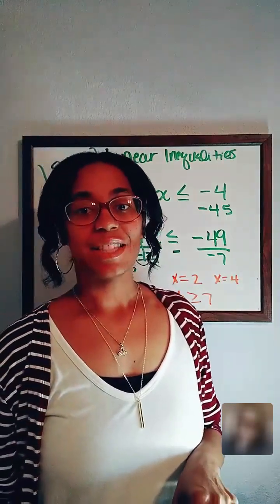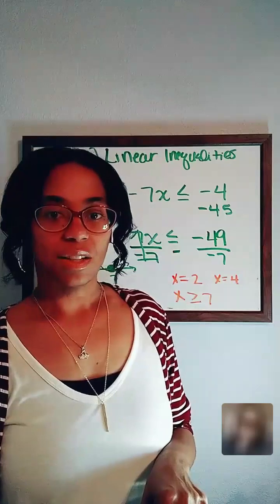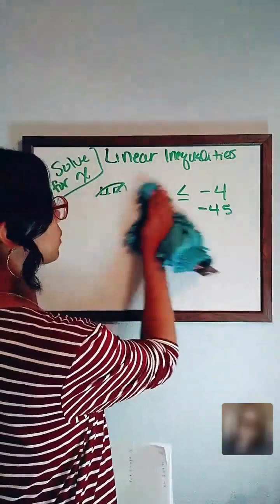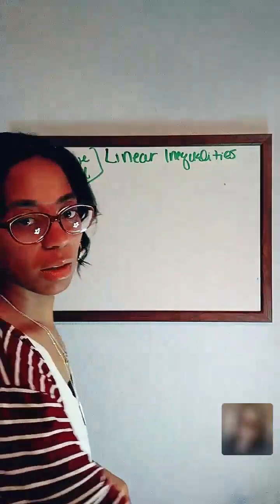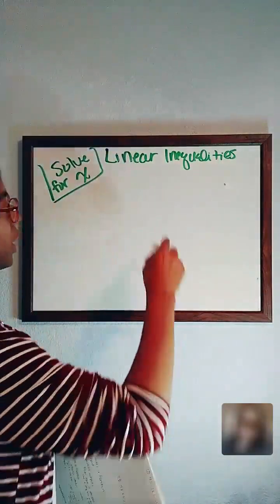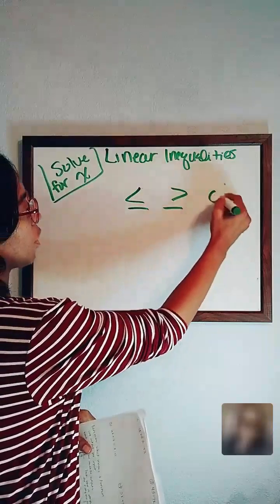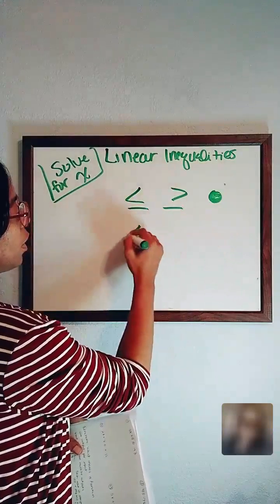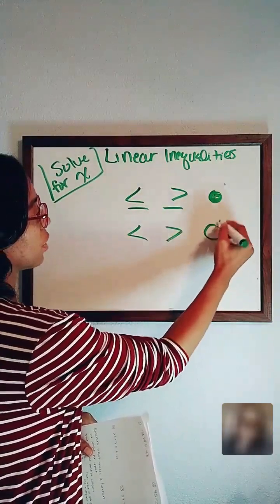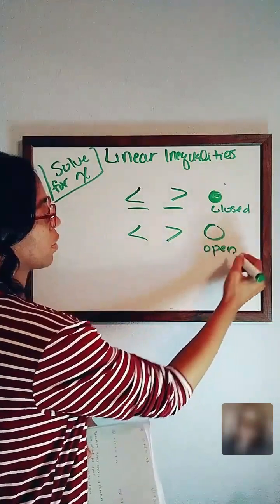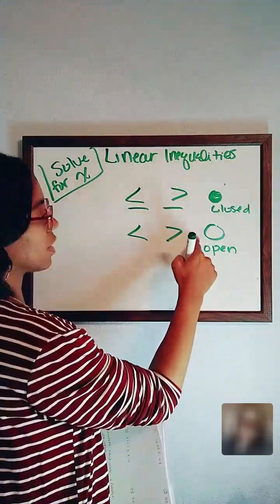Yes, when it's not equal to something, it's an open circle, correct. So let me show you. I'm going to write your little sheet up here real quick. So this is your answer. When it's greater than or equal to, or less than or equal to, you're going to have a closed circle. Greater than, less than, okay? Because this does not include the point.